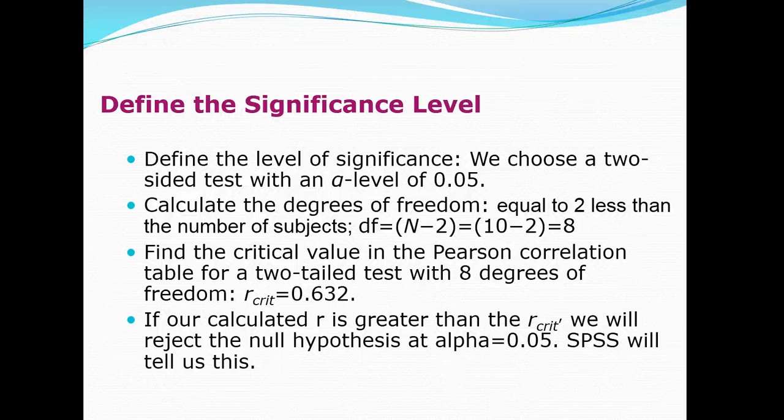What about the critical value? Well, to find the critical value in the Pearson correlation table for a two-tailed test with 8 degrees of freedom, of course, SPSS will give this to you. The critical value would be 0.632 for two-tailed with 8 degrees of freedom. So, if our calculated correlation coefficient, which is represented by R, is greater than our critical correlation coefficient, then we will not accept the null hypothesis. We will reject it. And of course, SPSS will do the magic for you.